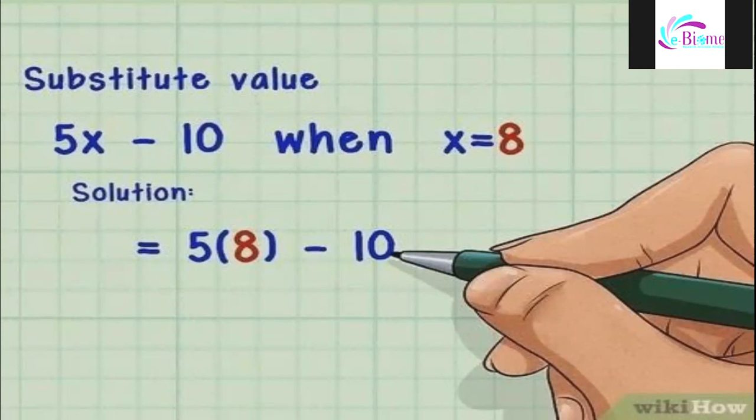You want to walk the class through the steps that you're taking? So you had 5x minus 10, and they told us that x is equal to 8. So we replace x with 8. And we know that anytime we have 5 bracket 8, this is the same thing as saying 5 times 8, which is 40. And 40 minus 10 is 30.